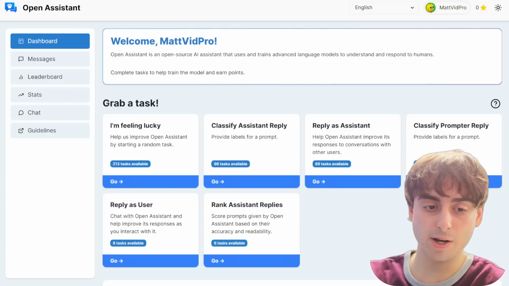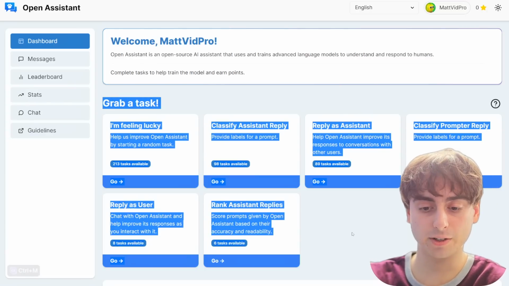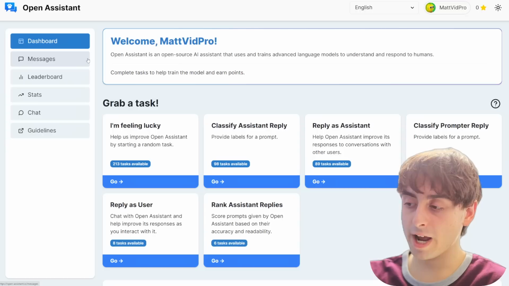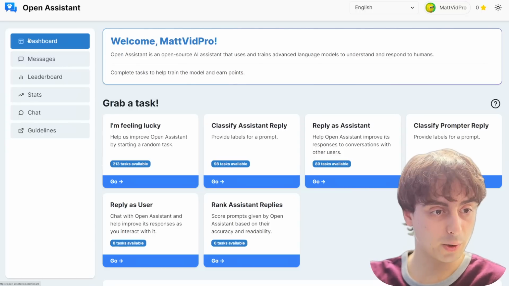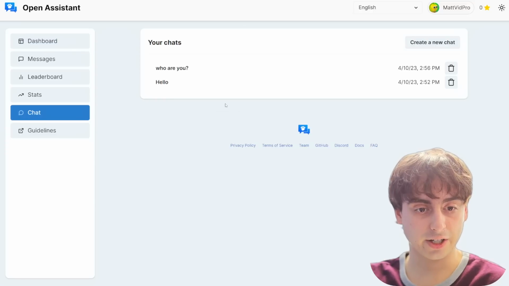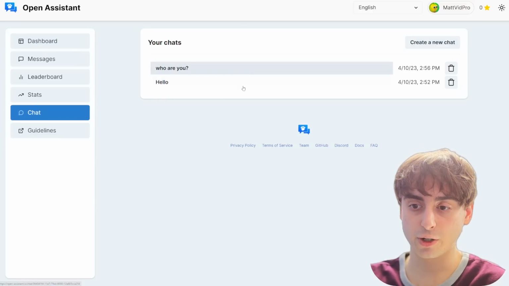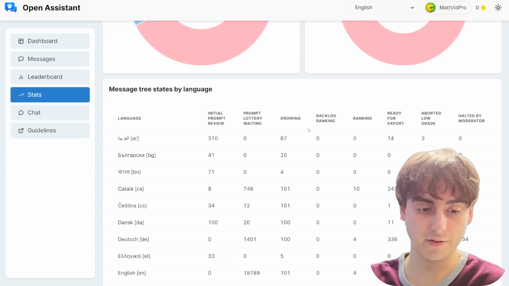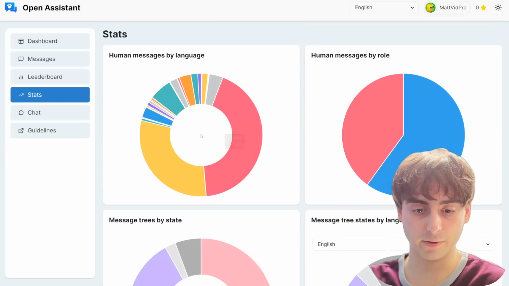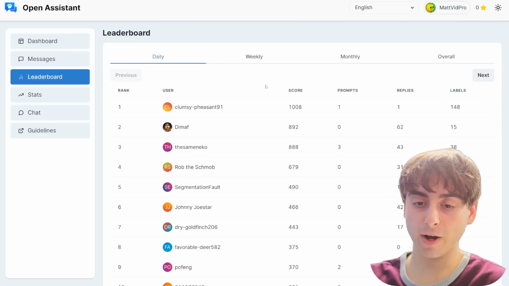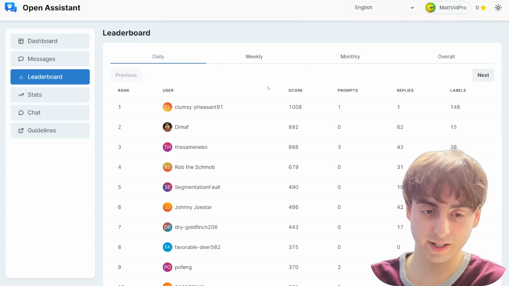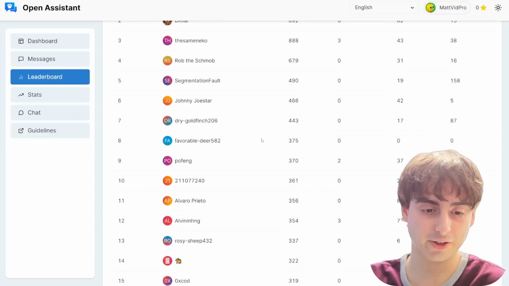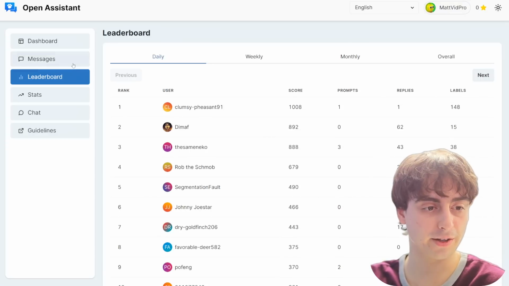So as you can see, the grabbing a task, this is helping to train the model. But to actually chat with the assistant, it's going to be over down on the chat section of this dashboard. As you can see, I've done 2 chats so far. You can also see statistics for the entirety of the model, so I love how open they are about training and everything like that. And they also have a leaderboard for contributing to the actual project. So this is a pretty cool way, trying to get yourself up on the leaderboard maybe on helping them.